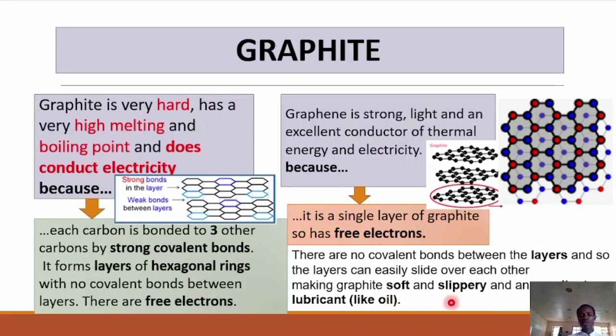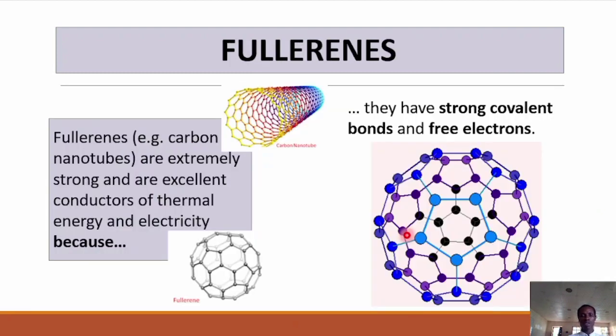Graphene does not have layers. So graphene is not slippery. Graphene is not a lubricant. But graphene will conduct electricity because it is just a layer of graphite, which has free electrons.